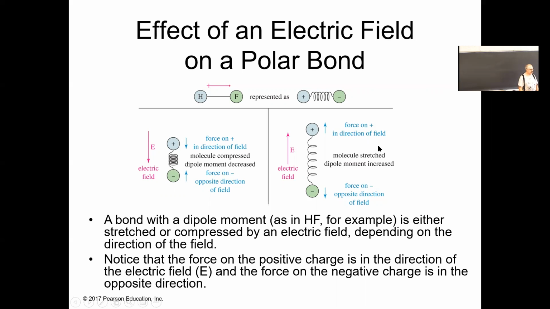The strongest infrared absorptions occur where we have a permanent dipole moment, for example in HF. If there's a change in dipole moment when the bond is stretched and compressed, then we see a stronger infrared absorption.